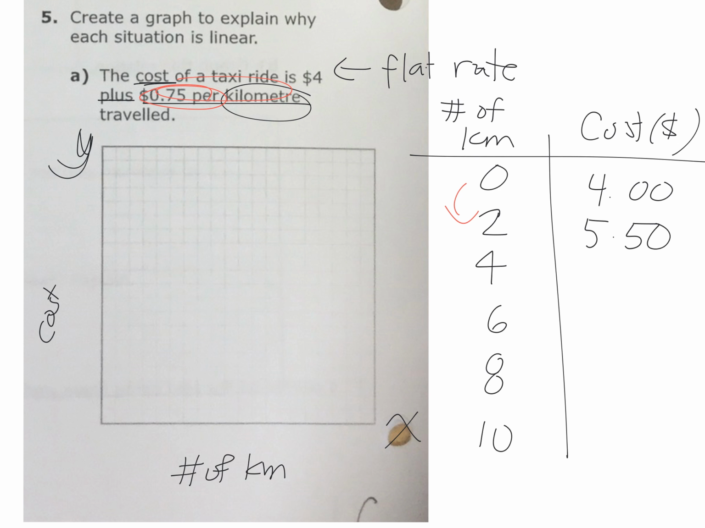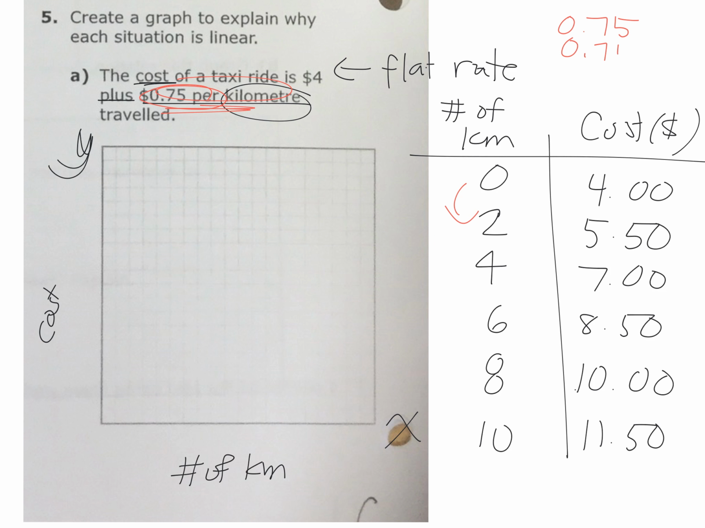So what's the next value for 4 kilometers? $7, then $8.50, then $10, then $11.50. Okay, does everyone understand what we're doing here? It's 75 cents for 1 kilometer. So 2 kilometers would be 75 cents plus 75 cents, which is $1.50. So for every 2 kilometers, it's going up by $1.50, but it starts at 0 and 4.